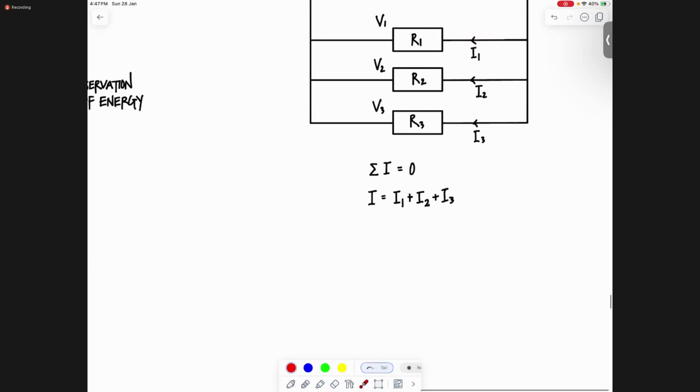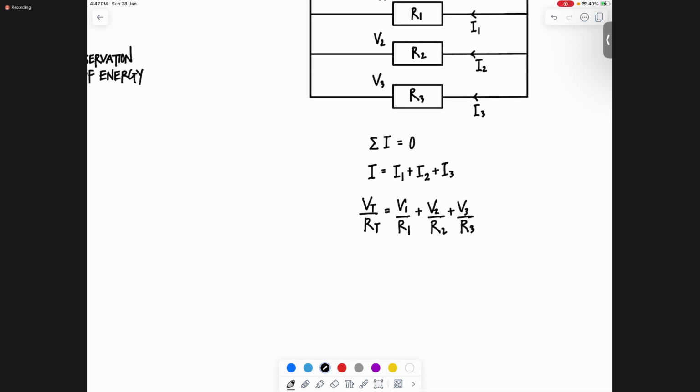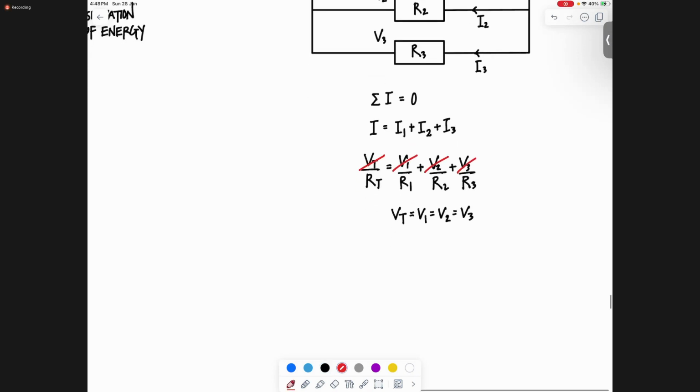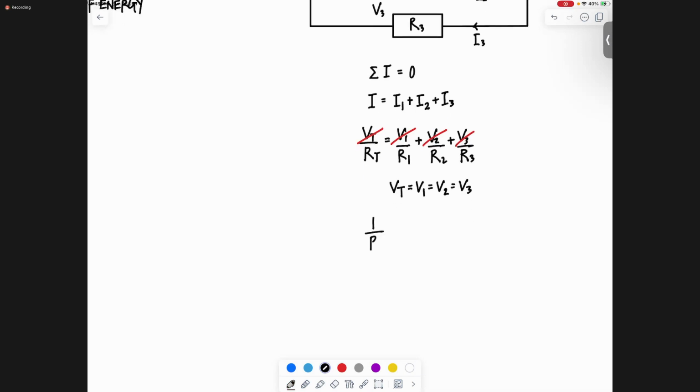Now, what is the formula of I in terms of Ohm's law? V by R, right? That's going to be V total by R total equals V1 by R1 plus V2 by R2 plus V3 by R3. Now, this is a parallel circuit, and in a parallel circuit, what is the same in every branch? Voltage, right? So if all your voltages are equal, I can cancel these voltages out, and I'm left with 1 by R total equals 1 by R1 plus 1 by R2 plus 1 by R3, and that's how this equation shows up.